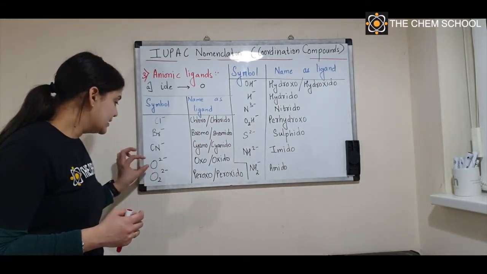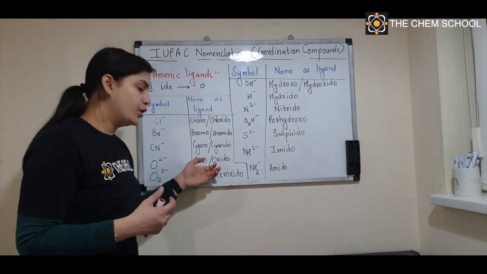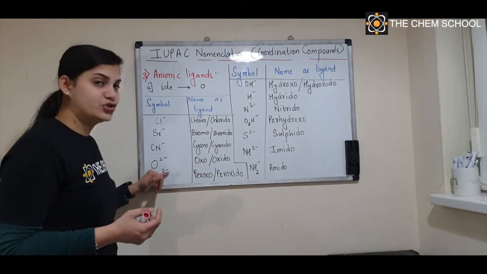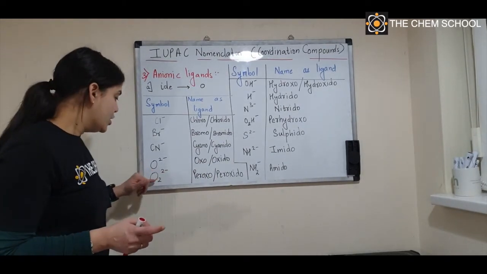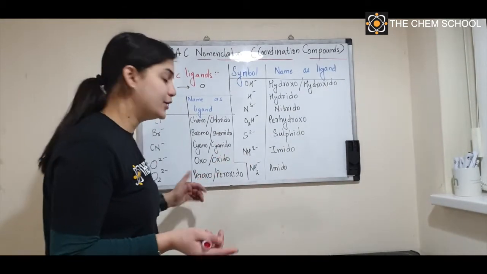Okay, then see, it is O with 2 minus charge. So this is oxo, or you can say it is oxido. If you have O2 with 2 minus charge, it is peroxide ion, right? So peroxide ion becomes peroxo or peroxido. Anything that you like, you can use it.